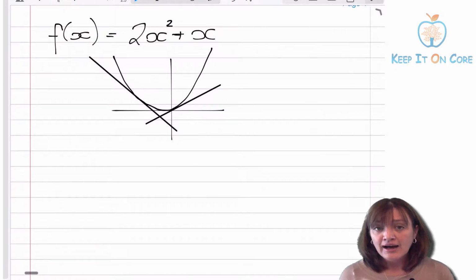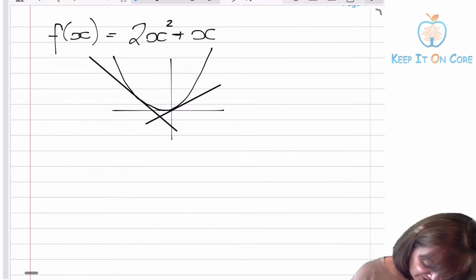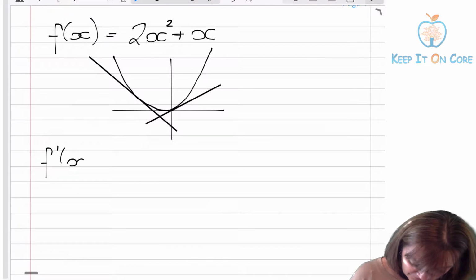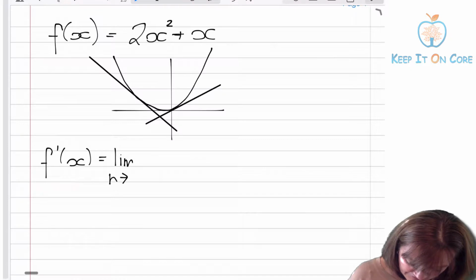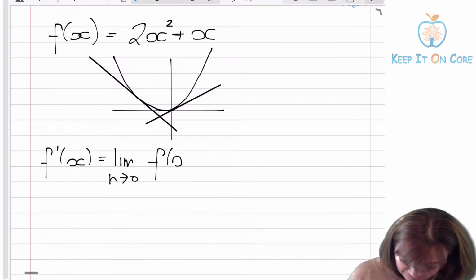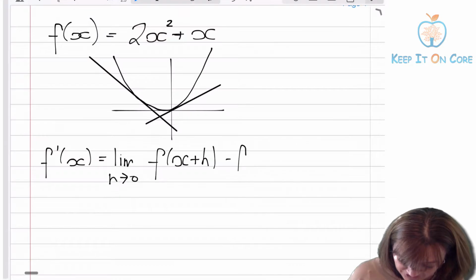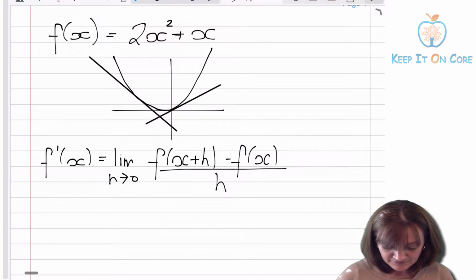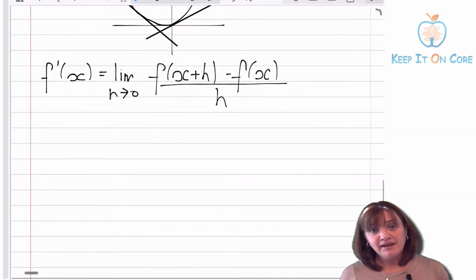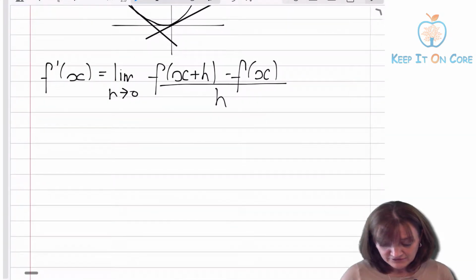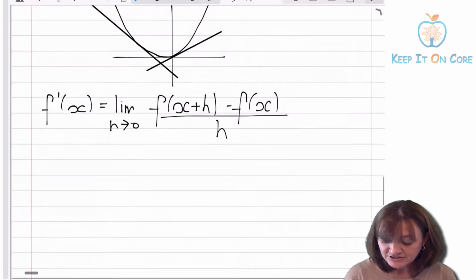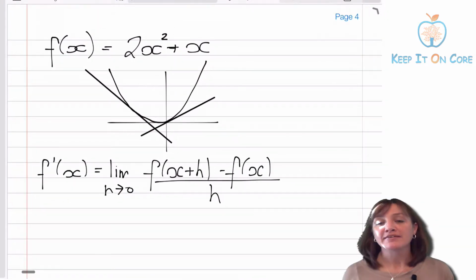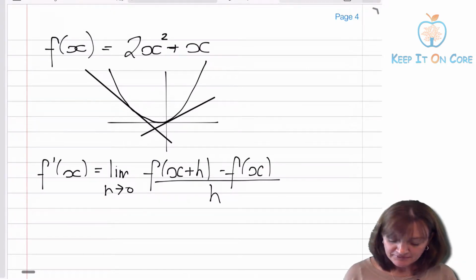So how do we find it using first principles? Well, we go straight to the formula we found earlier, which was f prime x equals the limit of h tending towards 0 of f of x plus h minus f of x all over h. You do get that on your formula sheets, but it's a good idea to know it well. Using that formula, we need to find the derivative, which again is the gradient of your tangent of the given f of x formula.